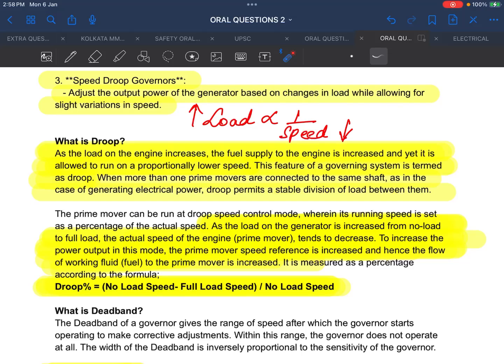Whenever there is an increase in load, the speed will decrease and we have to increase the fuel supply. Similarly, whenever the load decreases, the speed will increase, so the fuel has to decrease, and this is done by the governor. So what is droop? You will say it is the no load speed minus the full load speed, divided by the no load speed. Basically it is a percentage.